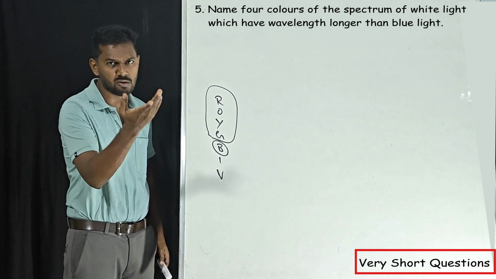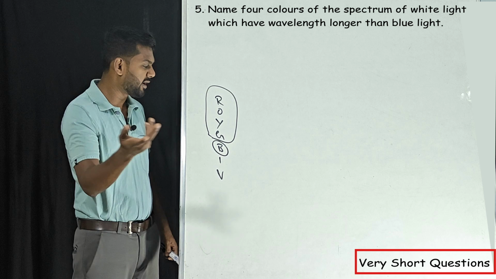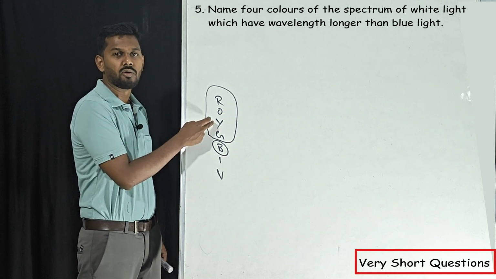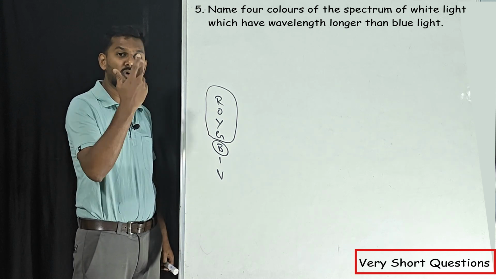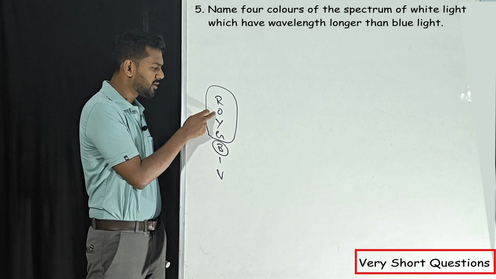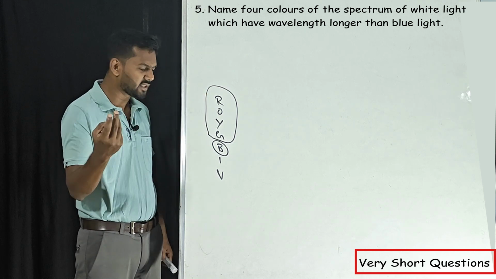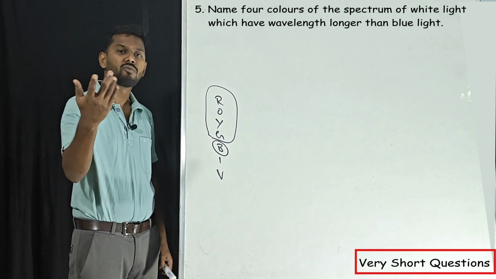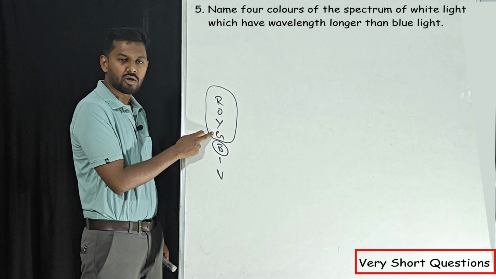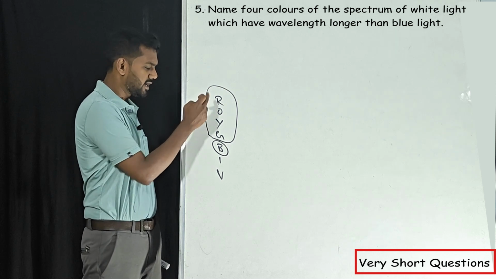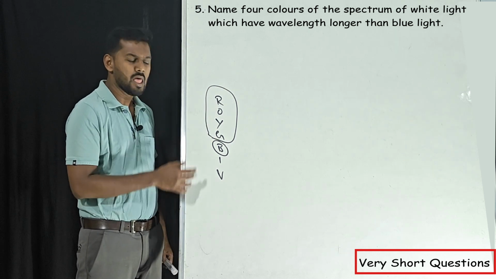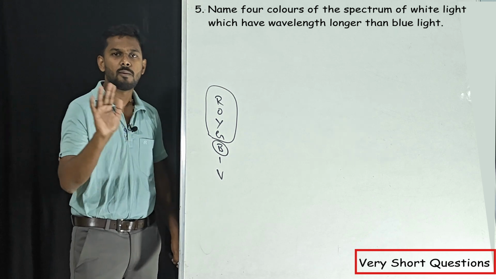See, in this question they are talking about blue color. Next, in the exam they may talk about yellow color. Write the two colors which have more wavelength than yellow, that is nothing but orange and red. Write the three colors which have more wavelength than green color, that is yellow, orange, red. So for any such question, you have to get this order properly.